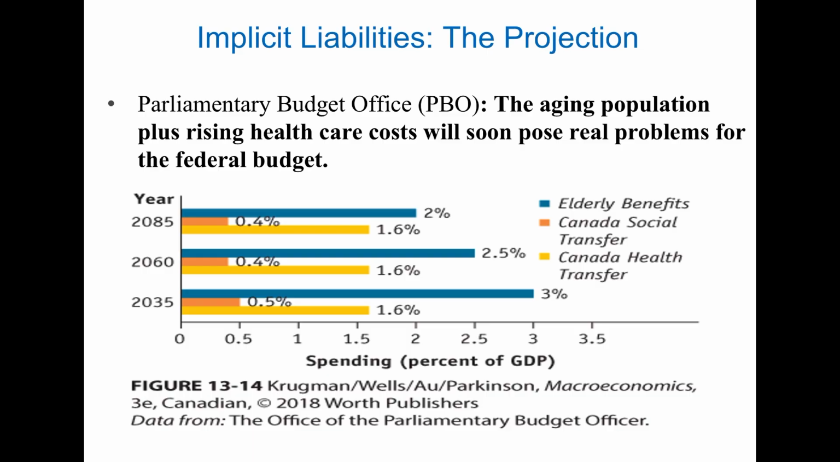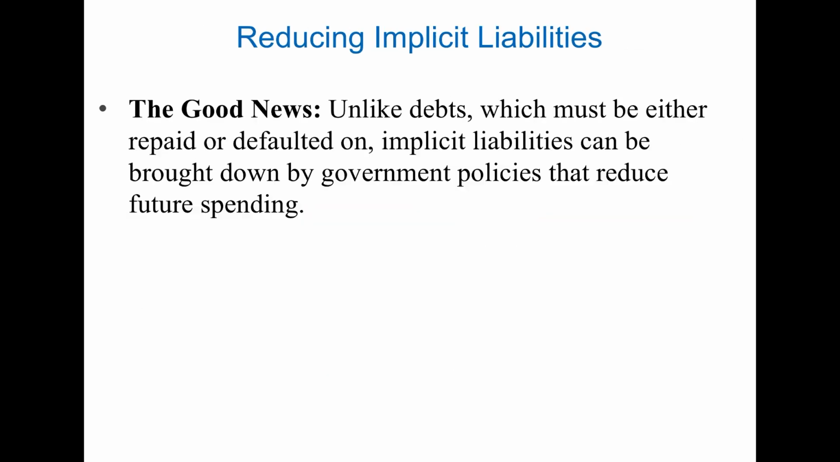And in this way, we see that by 2035 the elderly benefit is going to increase by 3%, the social transfer is increased by 0.5, and the Canada Health Transfer is increased by 1.6%. So that's the way we can see it.